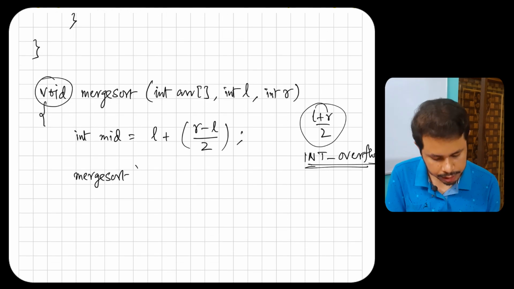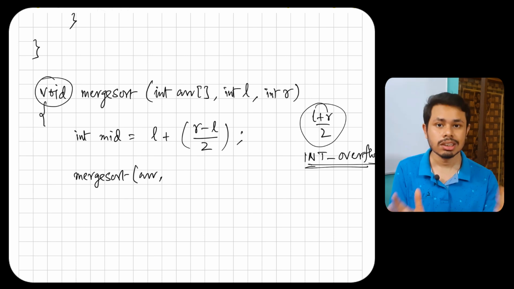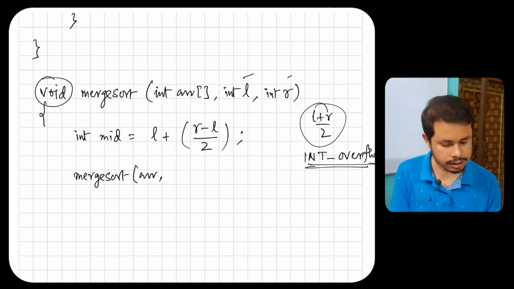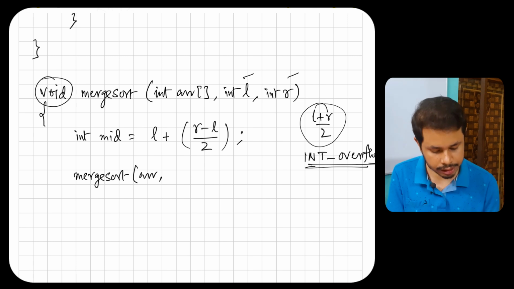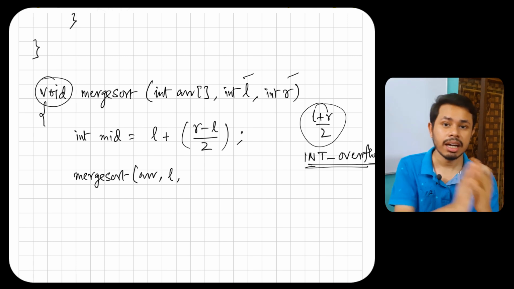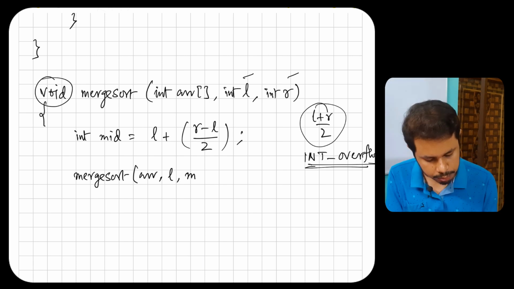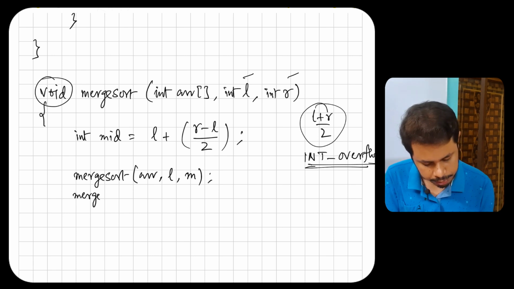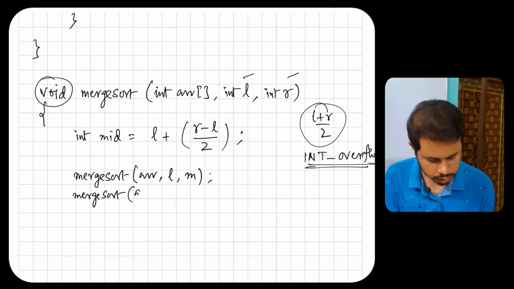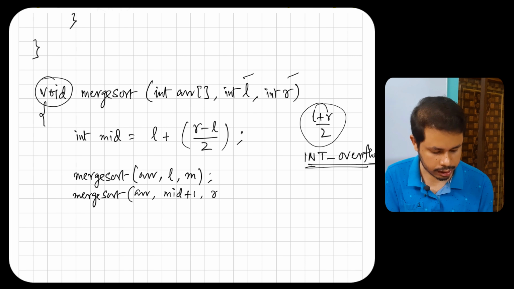So what would be our parameters? The same parameter array. What were our two other parameters? One is the left pointer, one is the right pointer. So what was our left pointer? It would be L always. And what was the right pointer for the new subarray? It would be M only. And what would be our second recursive call? For the right subarray, merge sort array, mid plus 1 and R.